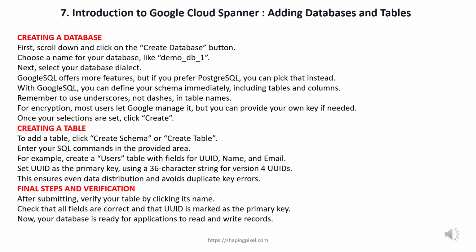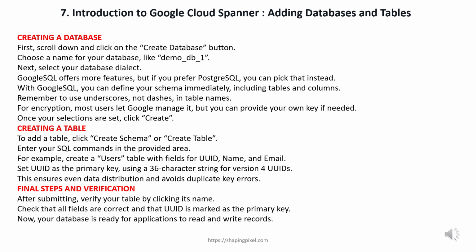Let us walk through how to create a database and table in Cloud Spanner, Google Cloud's fully managed, scalable, relational database service. This process is straightforward and can be completed in just a few steps. First, scroll down and click on the Create Database button. Choose a name for your database, like demo_db_1. Next, select your database dialect. Google SQL offers more features, but if you prefer PostgreSQL, you can pick that instead.